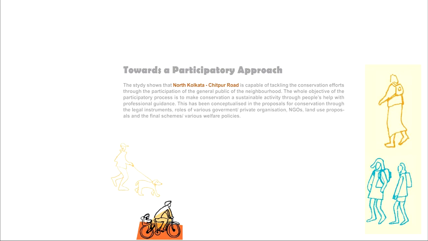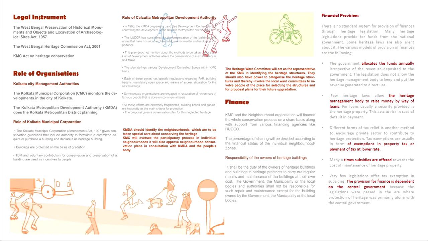This has been conceptualized in the proposal for conservation through the legal instruments, role of various organizations, government and private, NGOs, land use proposal and the financial schemes and various welfare policies. Role of organizations: Kolkata Municipal Corporation, KMDA, Kolkata Metropolitan Development Authority. KMDA identifies the neighborhoods which are to be taken special care of in conserving the heritage. KMC will overall see the process.